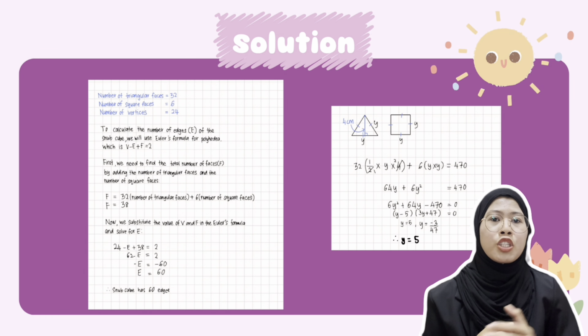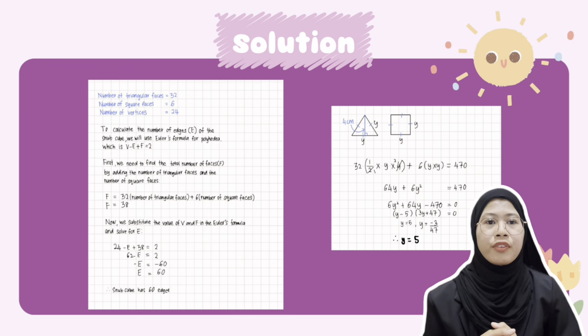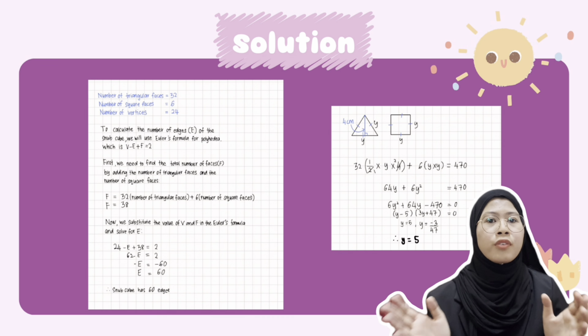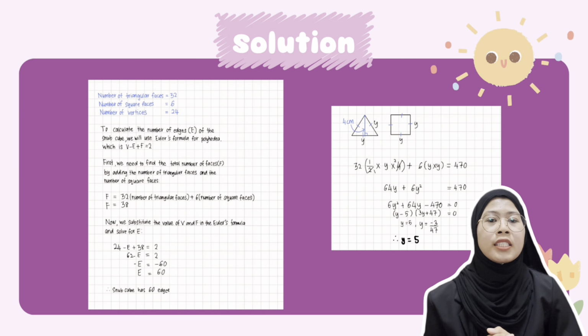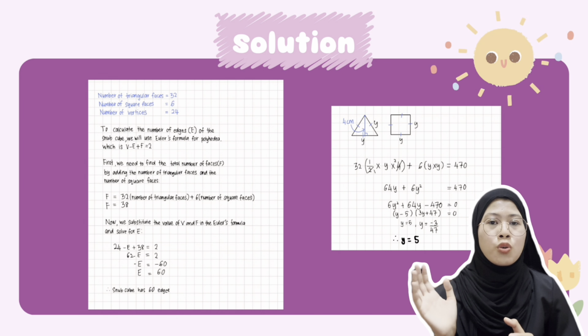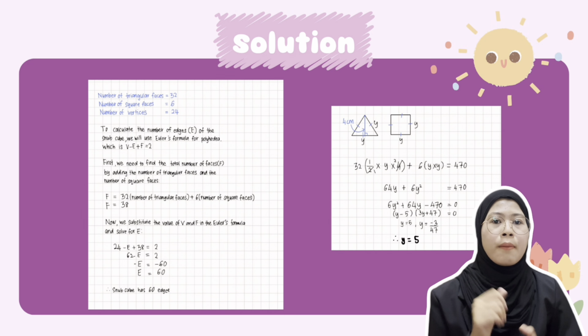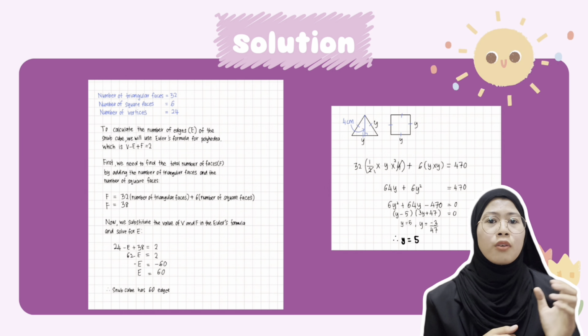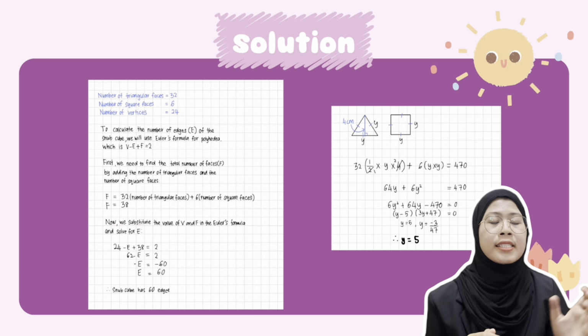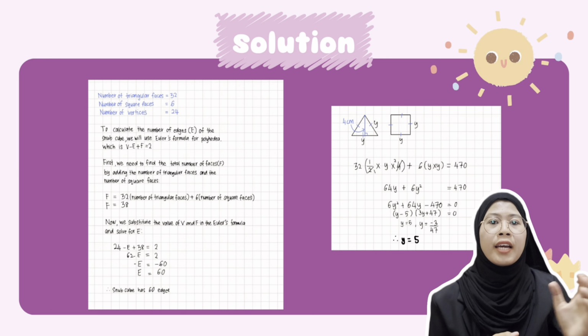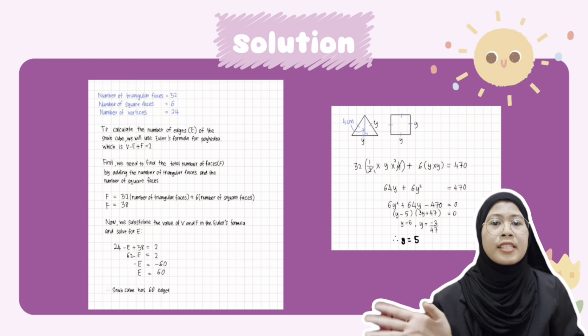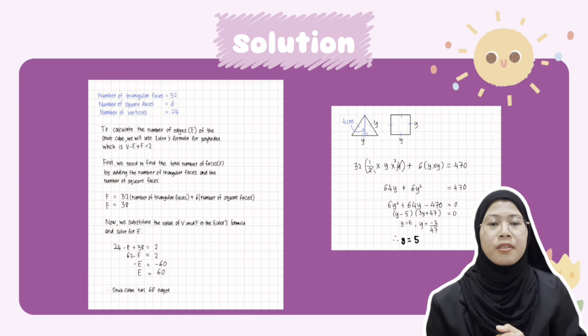Now we substitute the values of V and F in Euler's formula and solve for E, which is 24 minus E plus 38 equal to 2. So here 24 plus 38 is 62, minus E equal to 2. So minus E equal to minus 60 and E equal to 60. So here we get the answer: the snub cube has 60 edges.